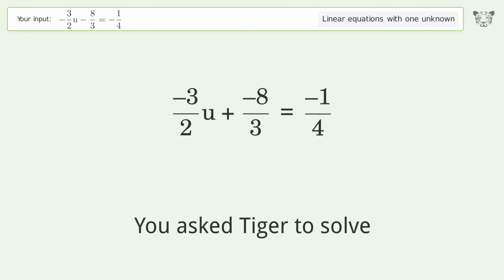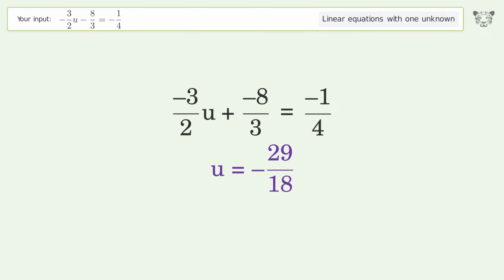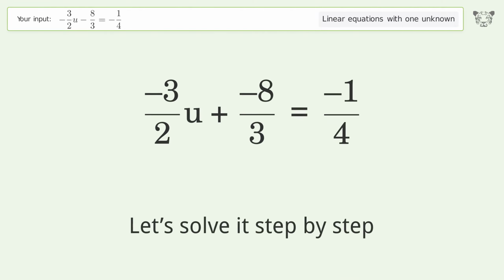You ask Tiger to solve. This deals with linear equations with one unknown. The final result is u equals negative 29 over 18. Let's solve it step by step.